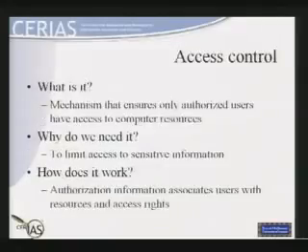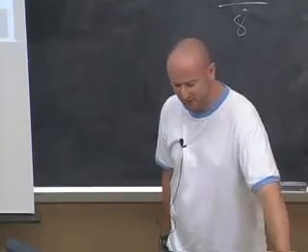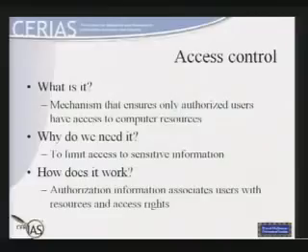Access control is really a mechanism to ensure that only the right users get to use computer resources. Of course, if you don't care who accesses your resources, you don't need access control, and the early standalone PCs didn't bother with it. It's really in file sharing situations and network computers that you need some kind of access control. We have it to limit access to sensitive information. It works by associating users with certain resources and the access rights to them that they're entitled to.